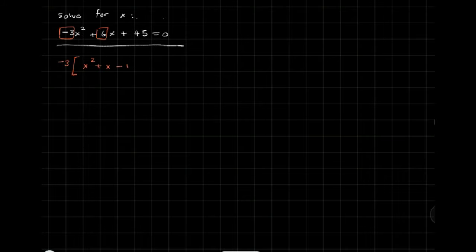Plus 2x, sorry. Whoops. Should be minus 2x because you have negative 3. So minus 2x minus 15. Okay? So this is your factored version of this equation, and this is the equation that I'm going to work with because it's going to be a lot easier to work with. So now I'm going to take this middle trinomial that's in these square brackets, and I'm going to factor this further, right?